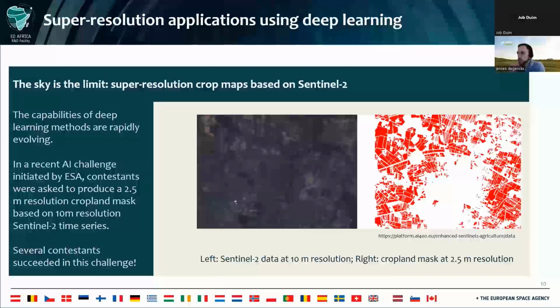So in this example, researchers have actually managed to generate a cropland mask, so the distinction between cropland in red and non-cropland in gray, at 2.5-meter resolution, purely based on 10-meter resolution Sentinel data. So while it is, of course, very challenging, there are possibilities to artificially increase the resolution of your data.